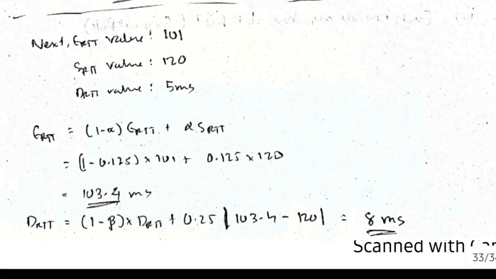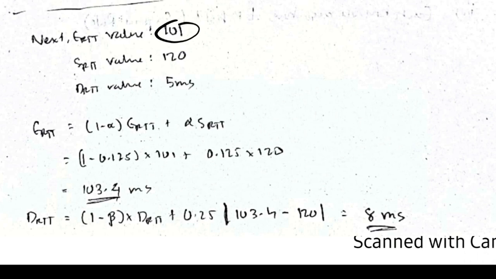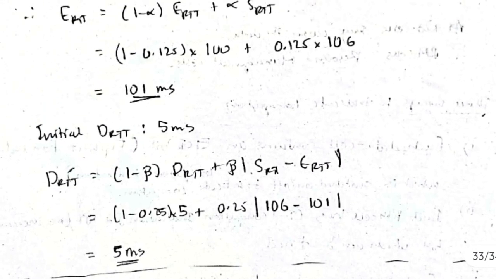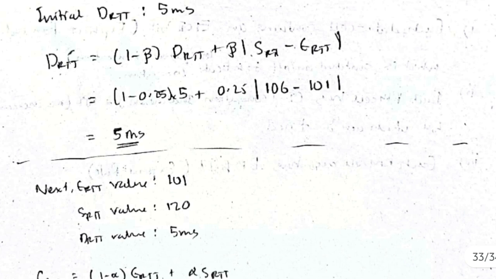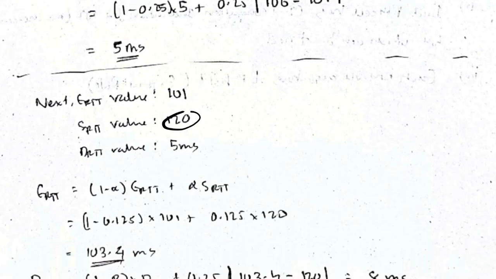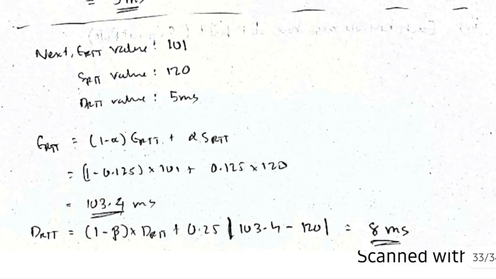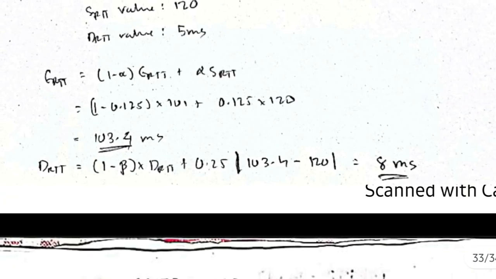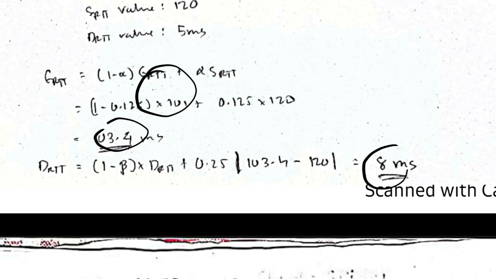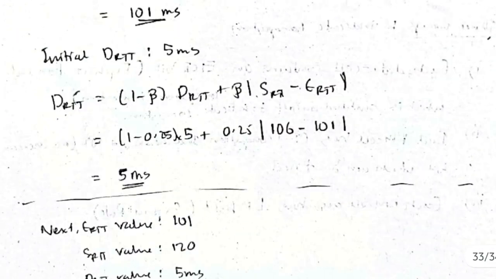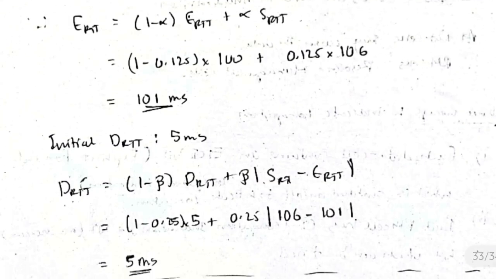Same thing goes for the next one also. In the next one the ERTT value will be 101. This is the ERTT value which you have to consider. Also the SRTT value is 120, which is given in the question as the second sample value, and the DRTT value we got here is 5, so we are taking it as 5. Apply the same formula and find out the answer. You'll get 103.4 and 8. That's all you have to do in this type of numerical, and that marks the end of module 2.